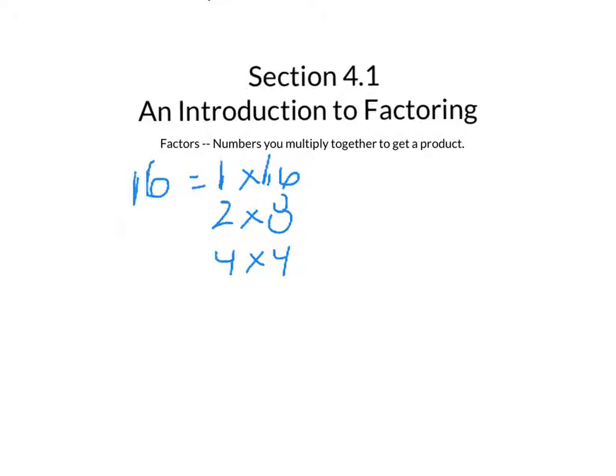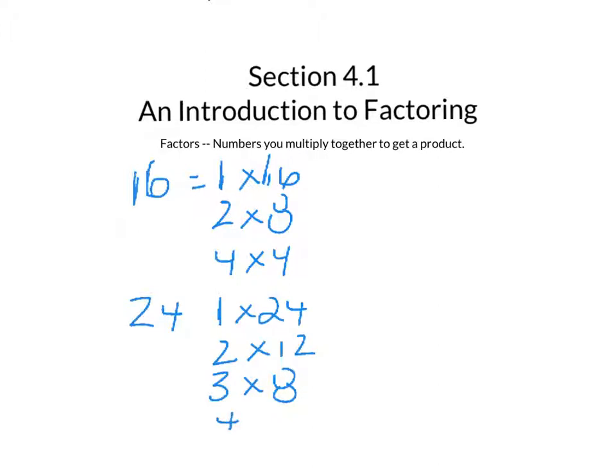If you were asked to give all the factors of 24, what numbers can you multiply together to get 24? There are a lot of them. 1 times 24 would work. 2 times 12 are factors of 24. 3 times 8 are factors of 24, and 4 times 6 are factors of 24. So there are a lot of factors for 24.